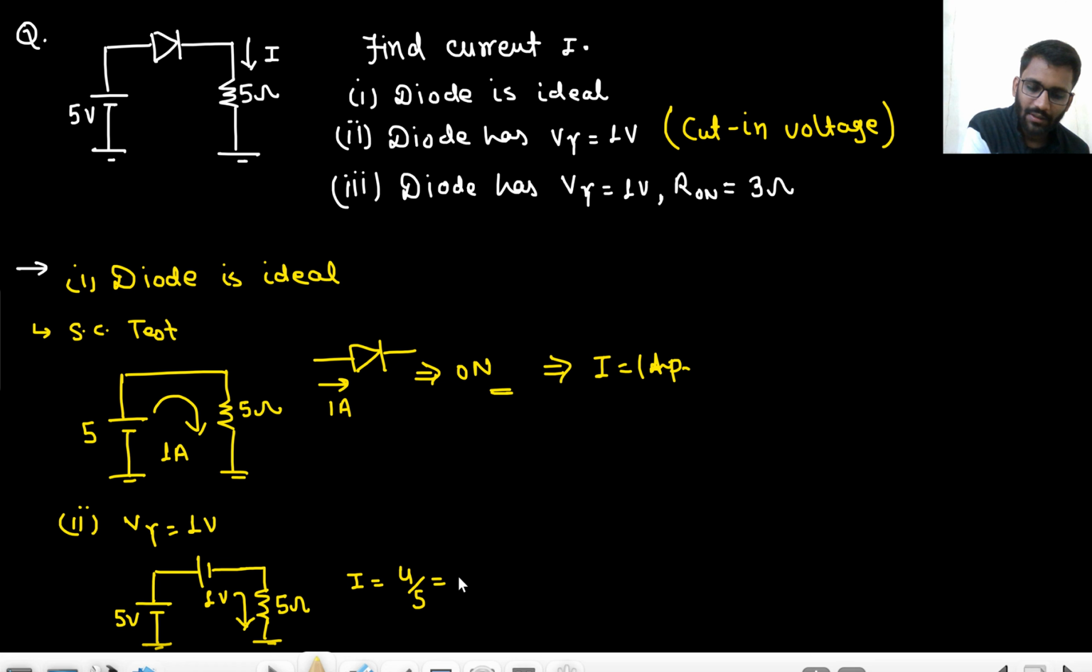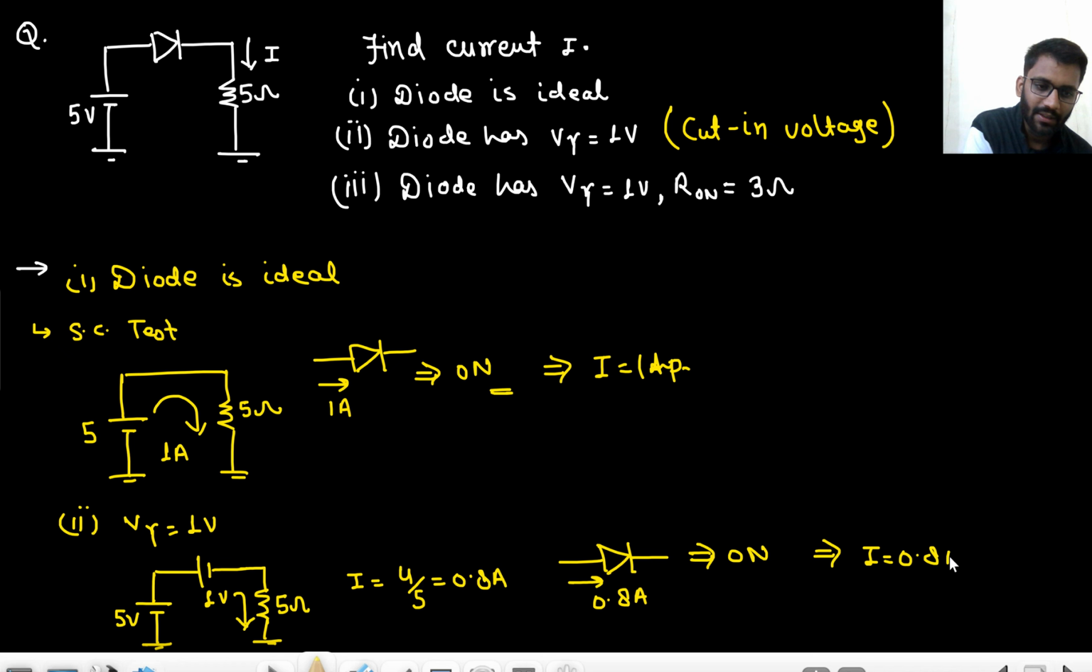Right. So in the diode, 0.8 ampere current is flowing at this side. That means the diode is on. So that means the value of I that you got, 0.8 ampere, is correct. Right. So this is correct. This is also correct.